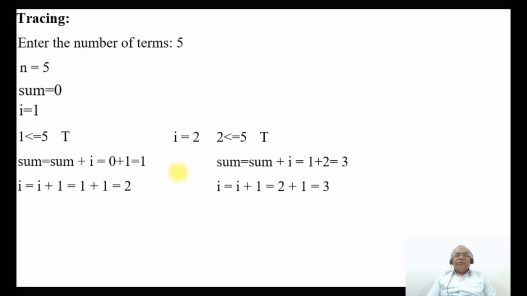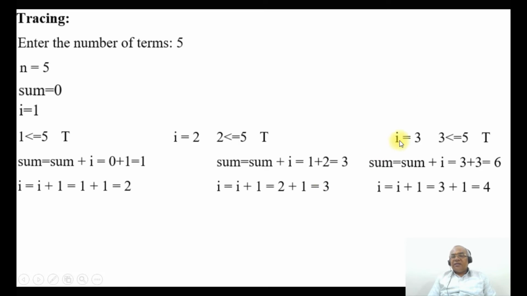Yes, it is true. Sum will be equal to the previous value of sum, 1, plus 2, which becomes 3. So I is equal to I plus 1, that is 2 plus 1, which becomes 3. Is 3 less than or equal to 5? Here in this case I is equal to 3, and 3 is less than or equal to 5.